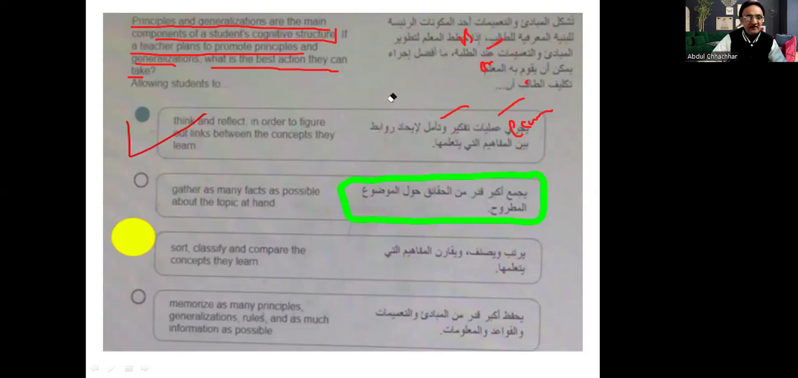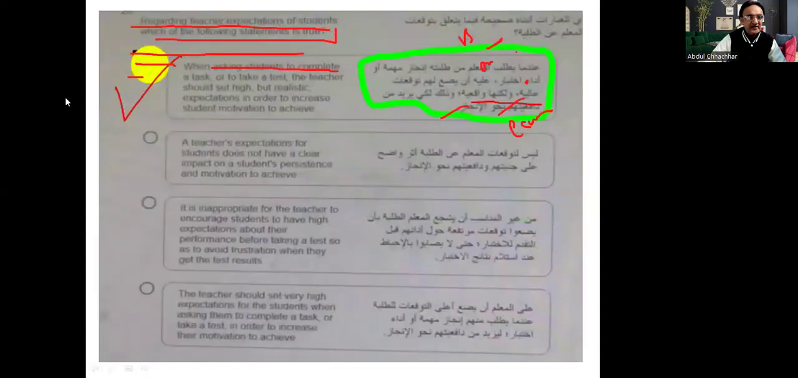Now moving to the next part of the question, let me check what it is. Okay, so here, regarding a teacher's expectations. What are the teacher's expectations in the classroom? As we know, are the following statements true? So when asking students to complete a task or to take a test, the teacher should set high expectations. That's true, but they should be realistic. In simple words, we are talking about SMART objectives. What are SMART objectives? They should be measurable, realistic and so on. So it should be realistic.